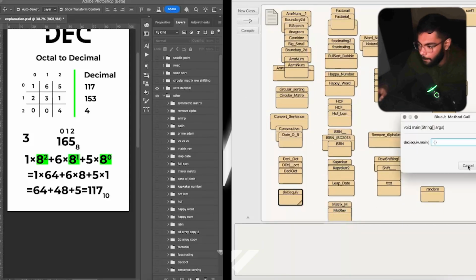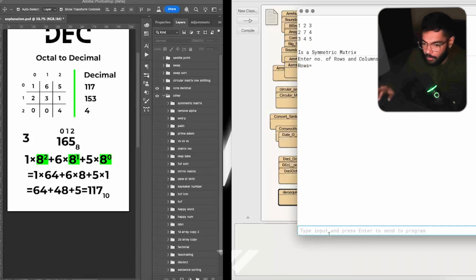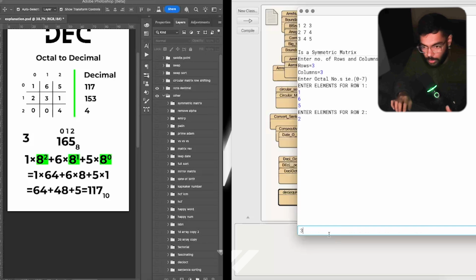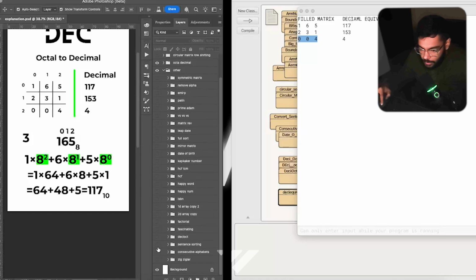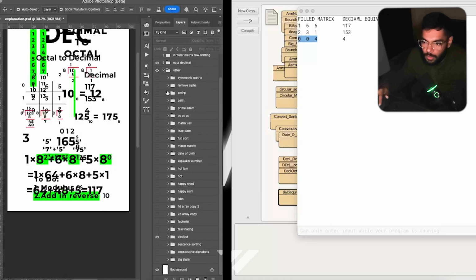Decimal equivalent. Okay, number of rows is 3, number of columns is 3. Enter rows: 1 6 5, 2 3 1, 0 0 4. The results are 117, 153 and 4. 0 0 4 will be the same in both octal as well as decimal, because as I already showed you the decimal equivalent.